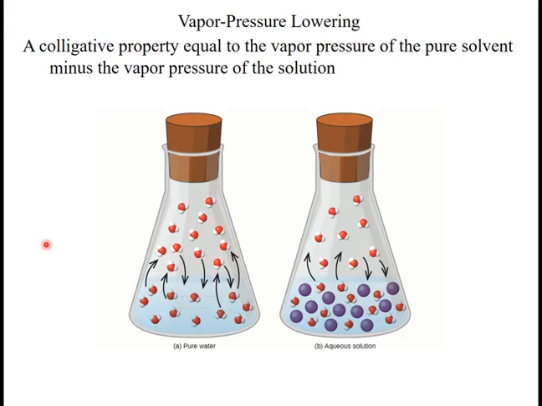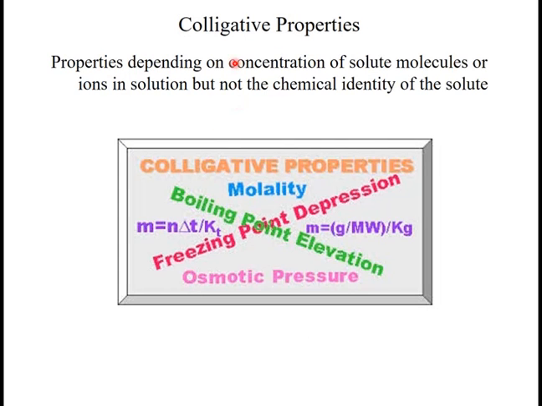In this video, we're going to talk about vapor pressure lowering. Vapor pressure lowering is a colligative property. Now, it's been a while, so we'll go back. A colligative property is something that depends on the concentration of the solute, but not the identity of the solute. And there are four that we're going to be looking at: boiling point elevation, freezing point depression, osmotic pressure, and the fourth one is vapor pressure lowering.